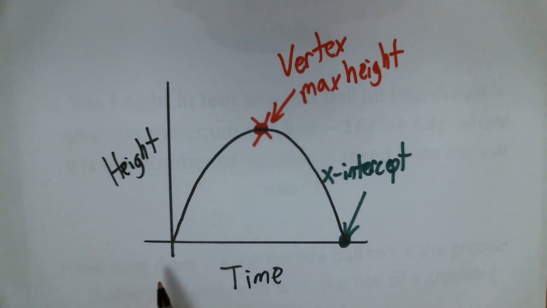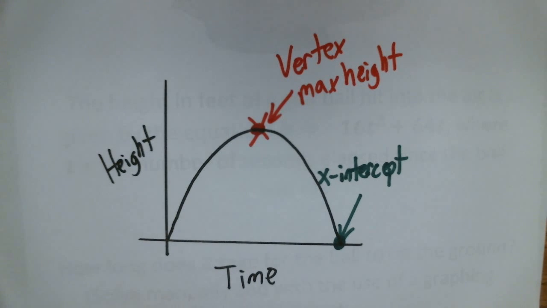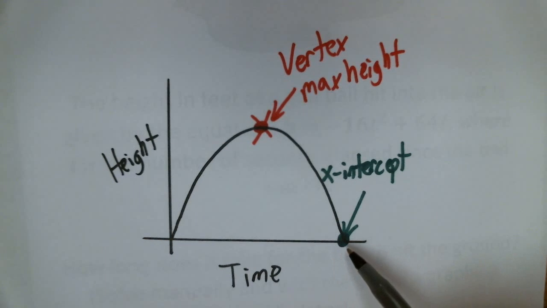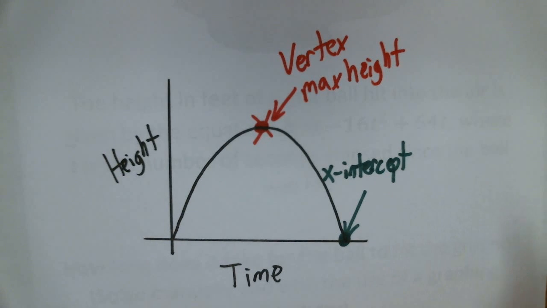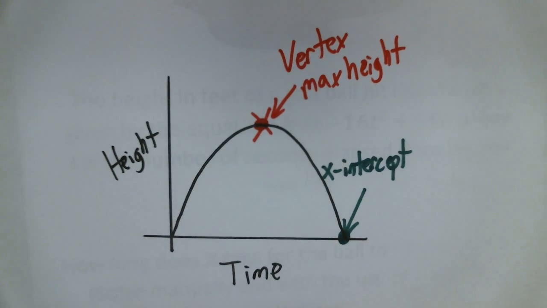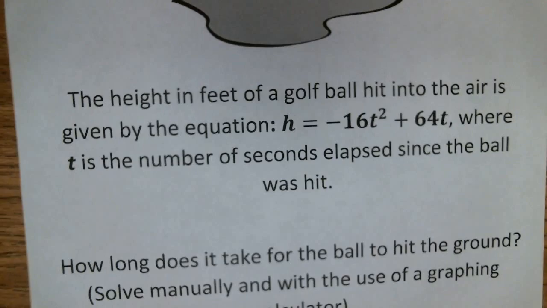I'm trying to find how long, the time, how long does it take until it comes back down and reaches a height of 0. So I am trying to find the green dot, which in our case is the x-intercept, the root, the 0, the solution, the answers, however you want to think about that. All those words are synonymous. They all mean the same thing, okay? So I'm going to show you guys how to do this manually, and then I'm going to show you how to use your graphing calculator to solve this.